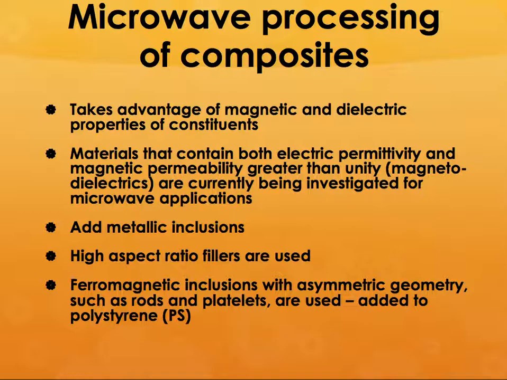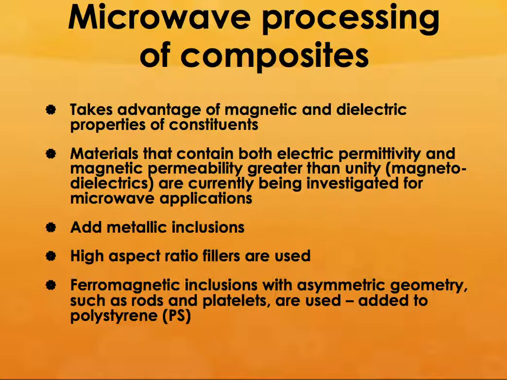One of the processing methods for composites is based on microwave processing. The reason for microwave processing is to reduce the processing time and the speed of making components. So, how can you do microwave processing? If it is non-conductive, you cannot do it by microwave processing. So in order to do that, it has to have magnetic and dielectric constituents in this material, which means that it will have both electrical permittivity and magnetic permeability greater than unity.